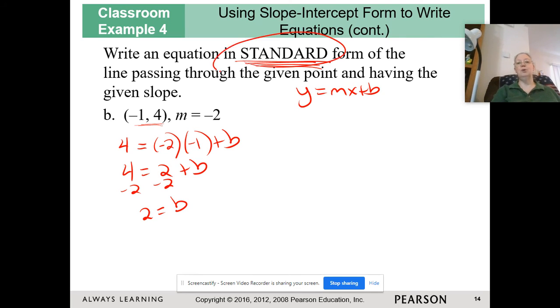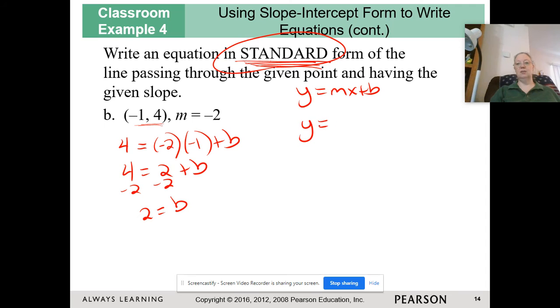I want to tell you right now, you cannot write an equation in standard form. You can write the answer in standard form. You cannot write an original equation in standard form. It's impossible. You cannot do it. Don't try. So if it asks for the answer in standard form, then you have to first do slope-intercept form.